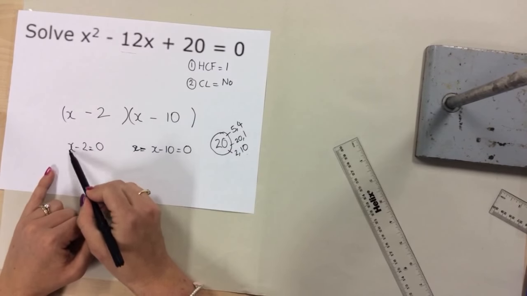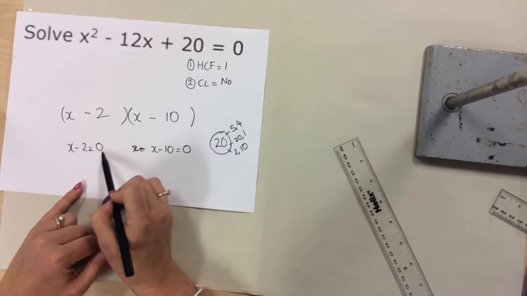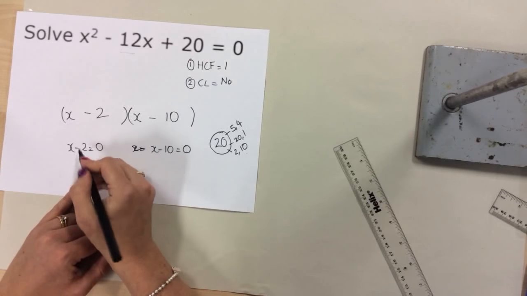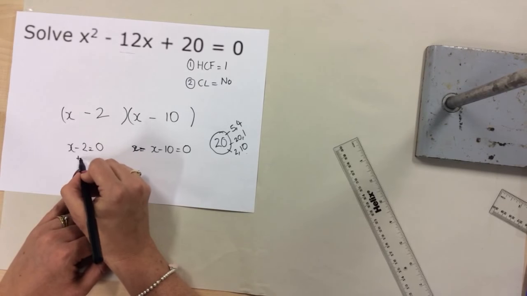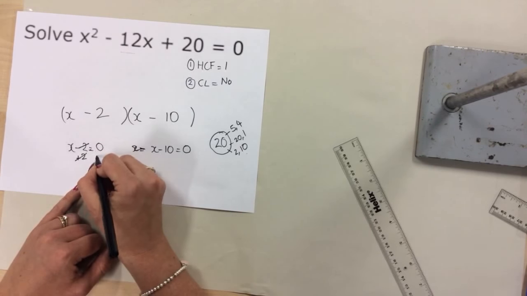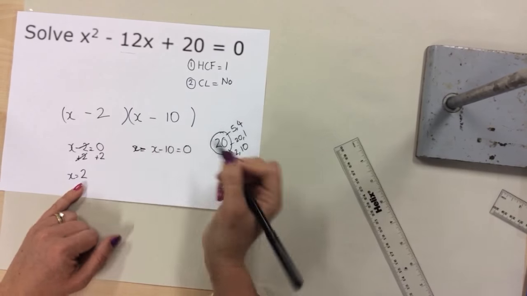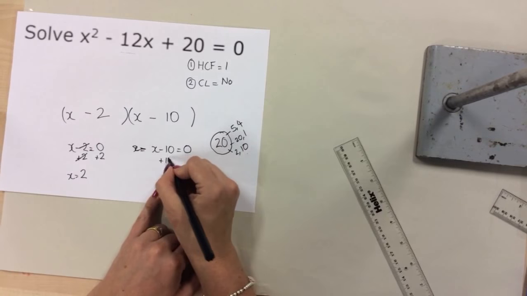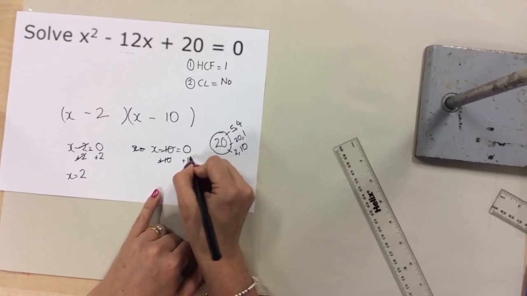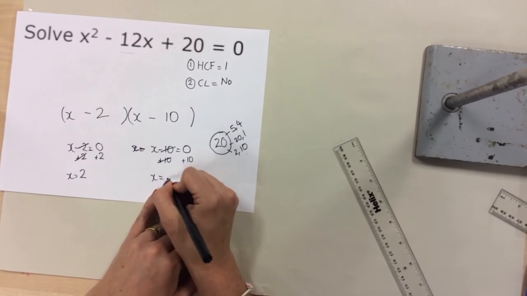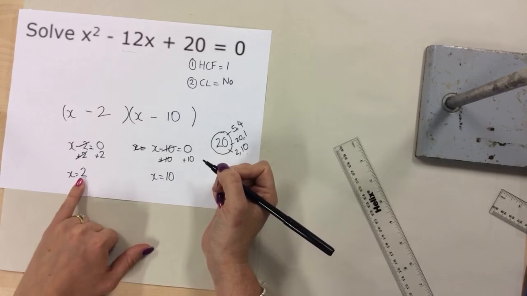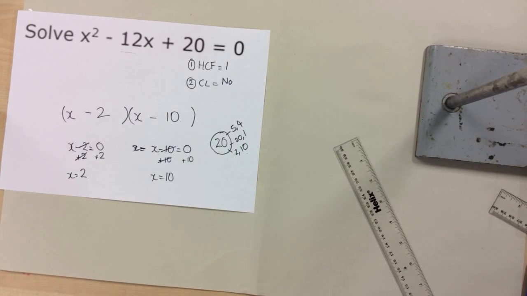Now I don't want to know what x - 2 equal to 0 is. I want to know what 1x is. So how do I cancel out this negative 2? I add on 2 and add on 2. So x has got to equal positive 2. What would I do to this one? I would add on 10, add on 10. So x is equal to either positive 2 or x is equal to positive 10.